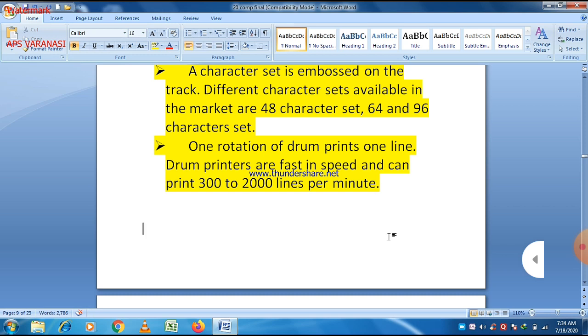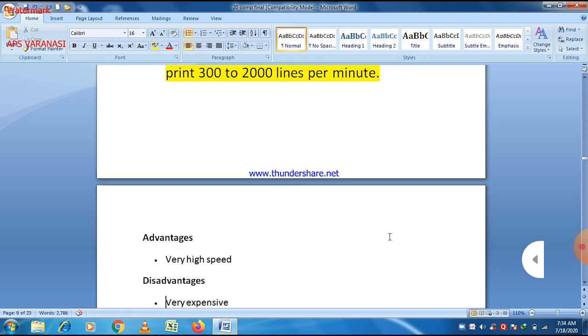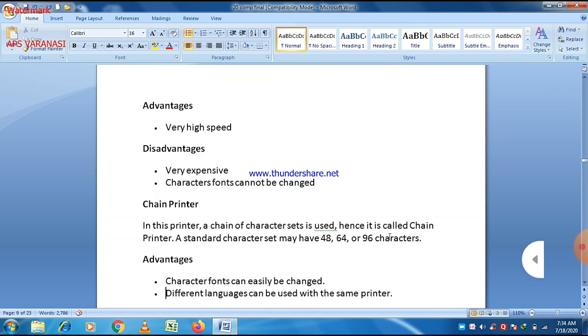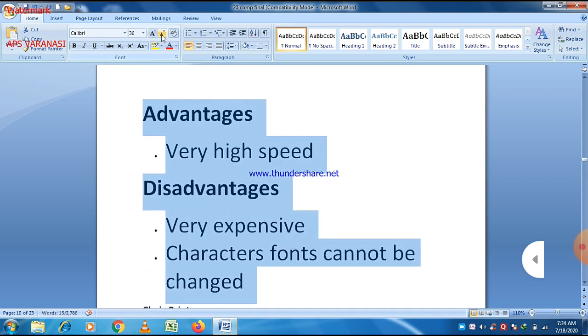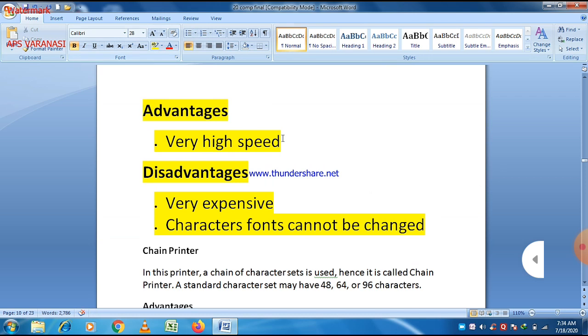Actually, the speed of line printers is measured in lines per minute, while dot matrix printer speed is measured in characters per second. So they are very small. An advantage of the drum printer is that it has very high speed, and the disadvantages are that it is very expensive and character fonts cannot be changed. Character fonts cannot be changed in drum printers.